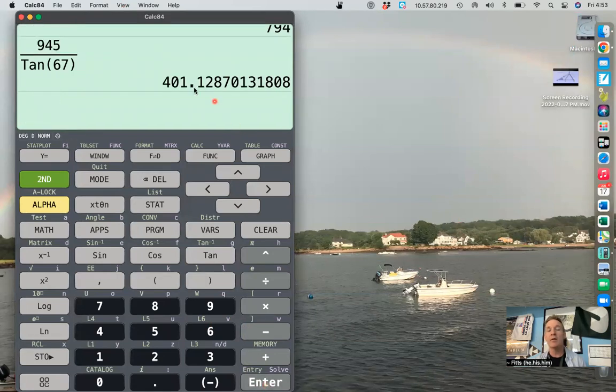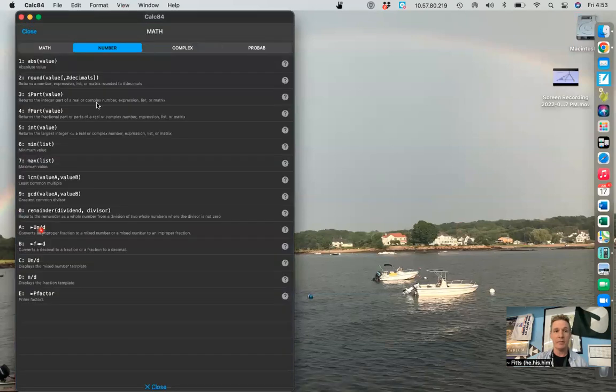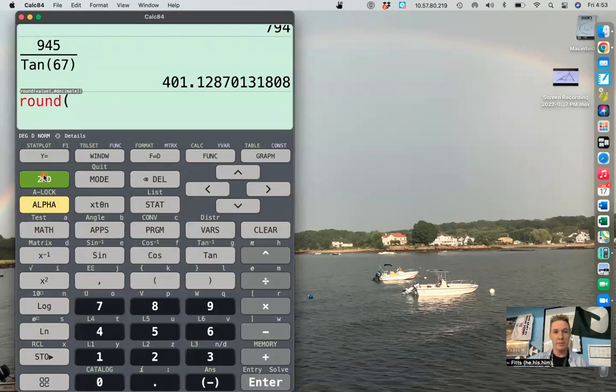I hit enter, 401.13, whatever, 1287 feet. If I wanted that to the nearest foot, I could hit math, number, round, second, answer, comma, 0. If I wanted 1 decimal place, my tenth, that would be 1 decimal place. Hundredth would be 2 decimal places.